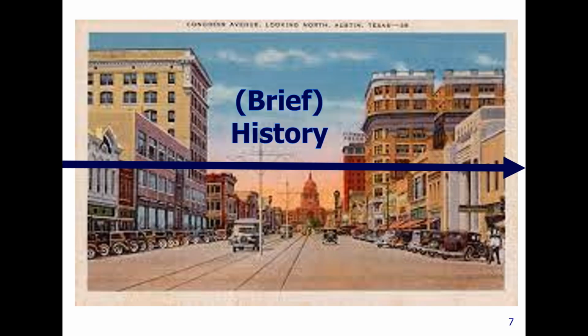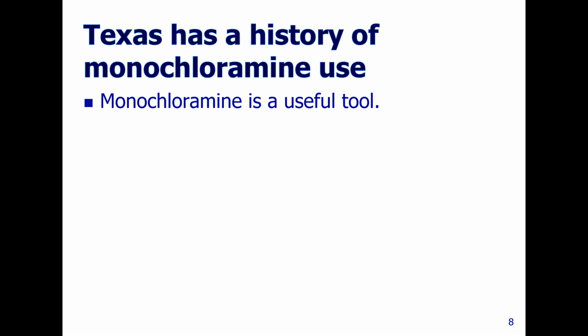But let's talk a little bit about the history. Why are we even talking about chloramines? We have a history of chloramine use in Texas. Actually, it's a great tool. It's a great disinfectant. When people think about which is the stronger disinfectant, they want to say free chlorine, but truthfully, they're both very adequate disinfectants. Austin, the city of Austin, where we are now, they were chloraminating as early as the 1950s.